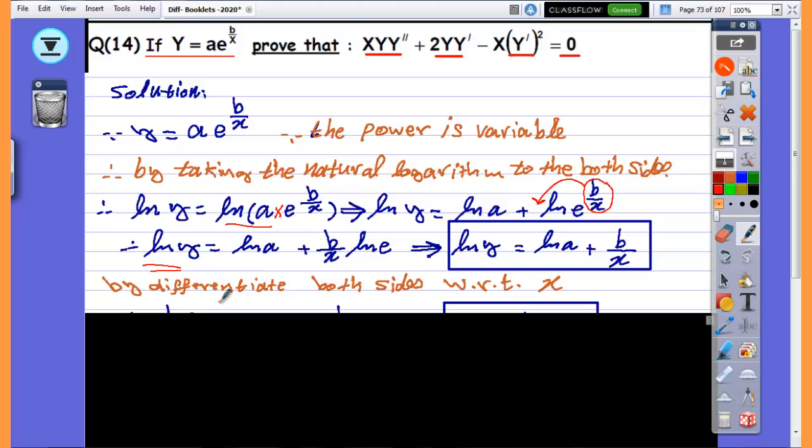Now we can differentiate both sides with respect to x.